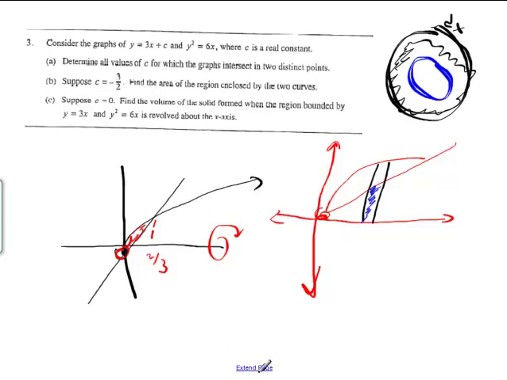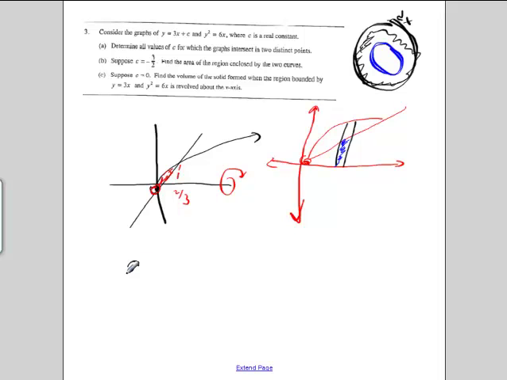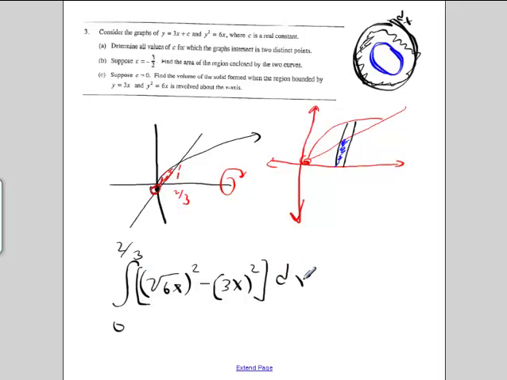And so we know how to integrate that. We're going to use our equation, the integral from 0 to 2/3 of our top function, which is root 6x, squared, minus our bottom function, which is 3x, squared, dx. And that's with a pi in front. And remember, this is just pi r squared, the equation for a circle, times the dx, and that gives us the little bit of a cylinder.